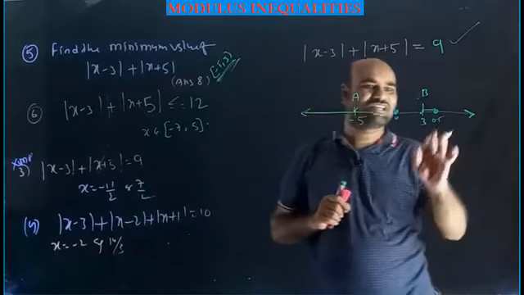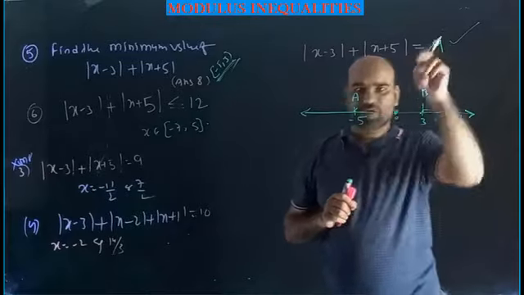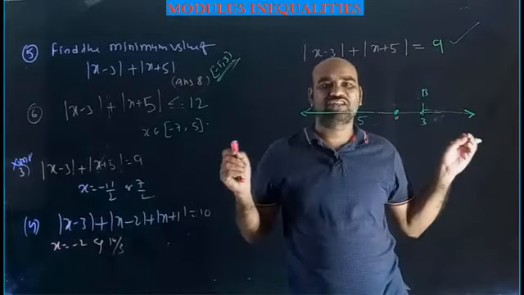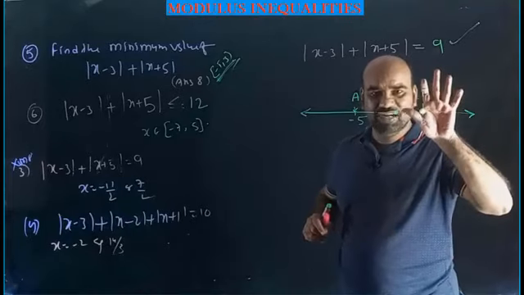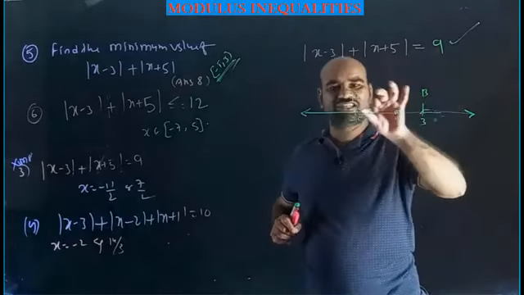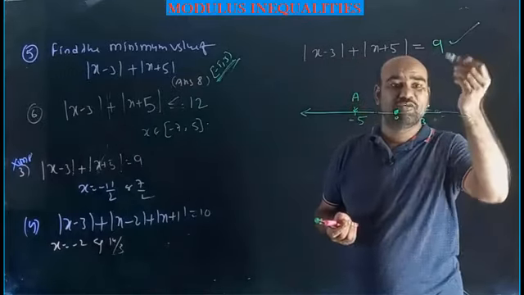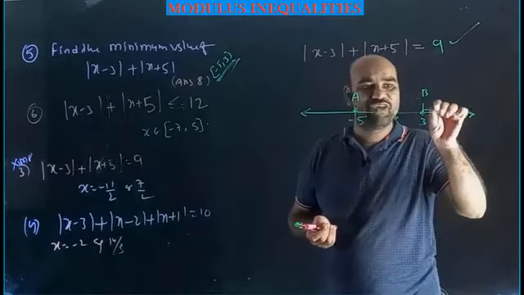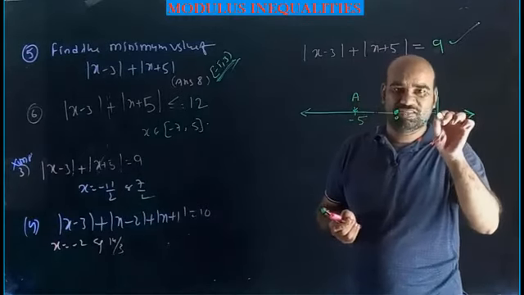Once again, listen. They want to meet at a point so that the sum of the distance traveled by them should be 9. If they meet at this point, the sum of the distance is 8. At any point between minus 5 to 3, 8 only. But you want 9. Means somewhere they want to meet here, somewhere here. Okay, they want to meet at this point.